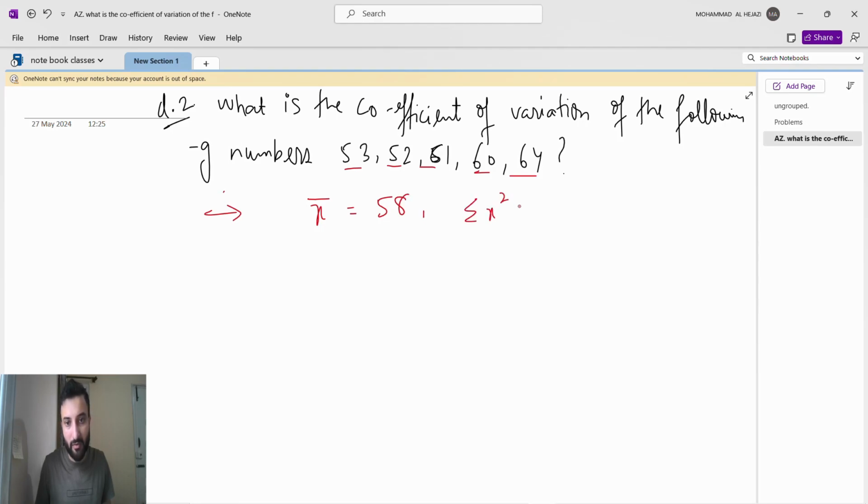Then summation of x square. Here you have to write 53 square, 2809, plus 52 square, 2704, plus 61 square, 3721, plus 60 square, this is easy, 3600, plus 64 square, 4096. Right? See the x square. We did the x square, then we will do the summation of x square.